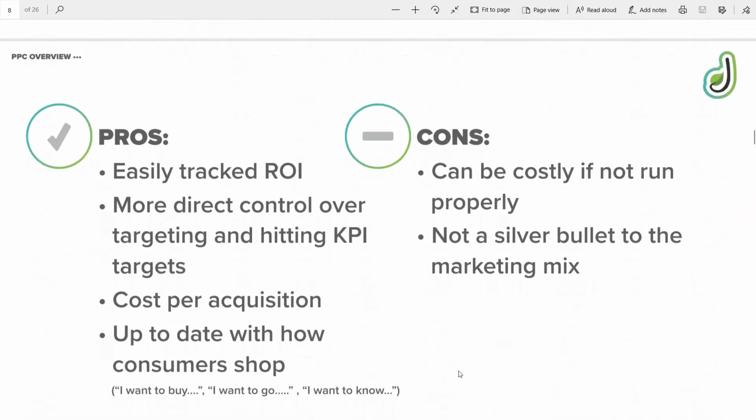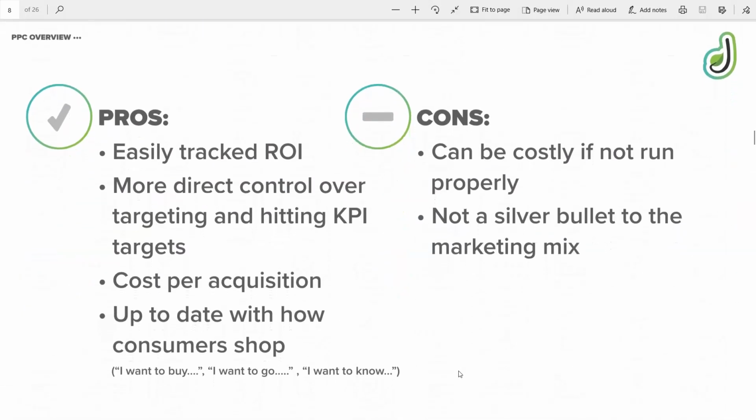So there are a few pros and cons to this type of advertising. We've kind of alluded to some of the pros, but one of the biggest things is that it's a lot more trackable in terms of ROI and consumer behavior and how they're interacting with your ads. The nice thing about digital is it's all being based on what the user is doing almost in real time.